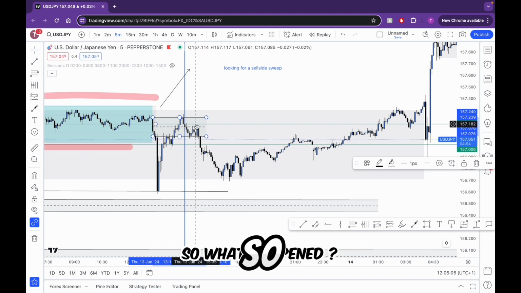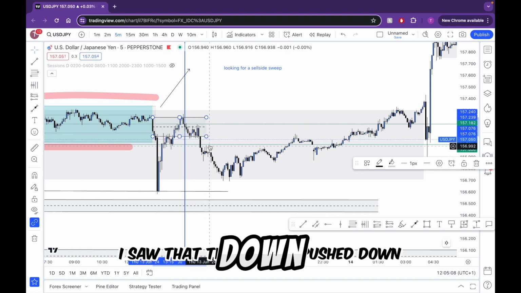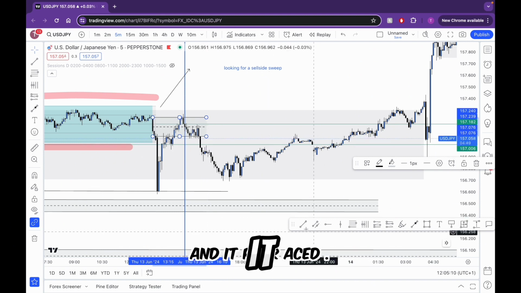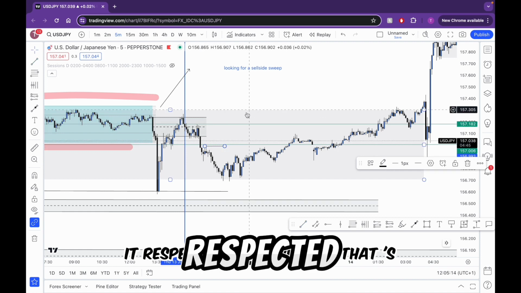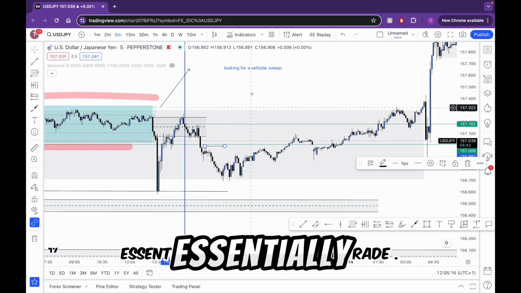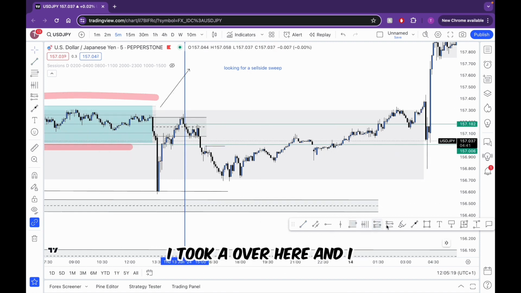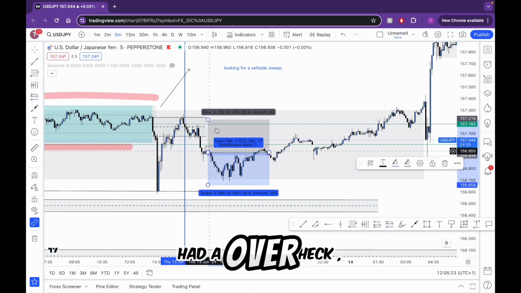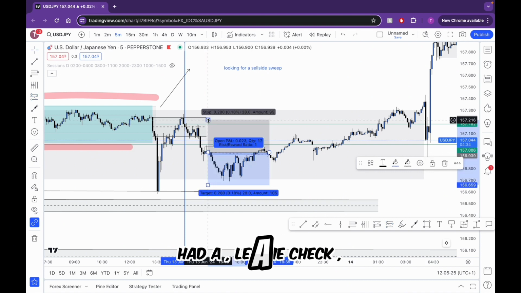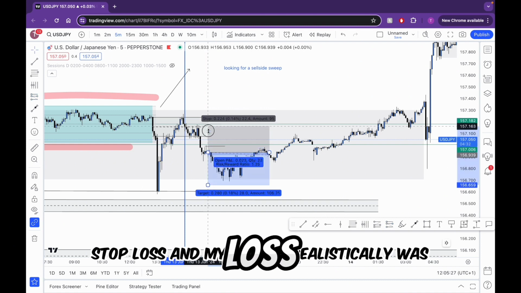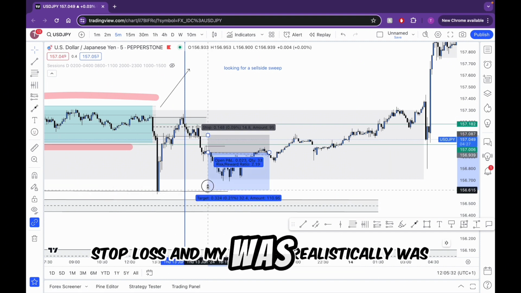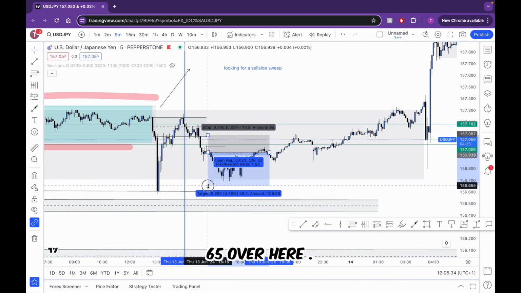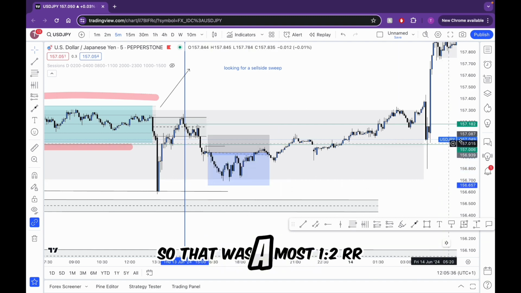Okay, so what happened? I saw that the market pushed down and it retraced. It respected this level, and that's essentially where I took my trade. I took it over here, and I had a, let me check, I had a 15 pip stop loss, and my target realistically was 65 over here. So that was almost a 1 to 2.